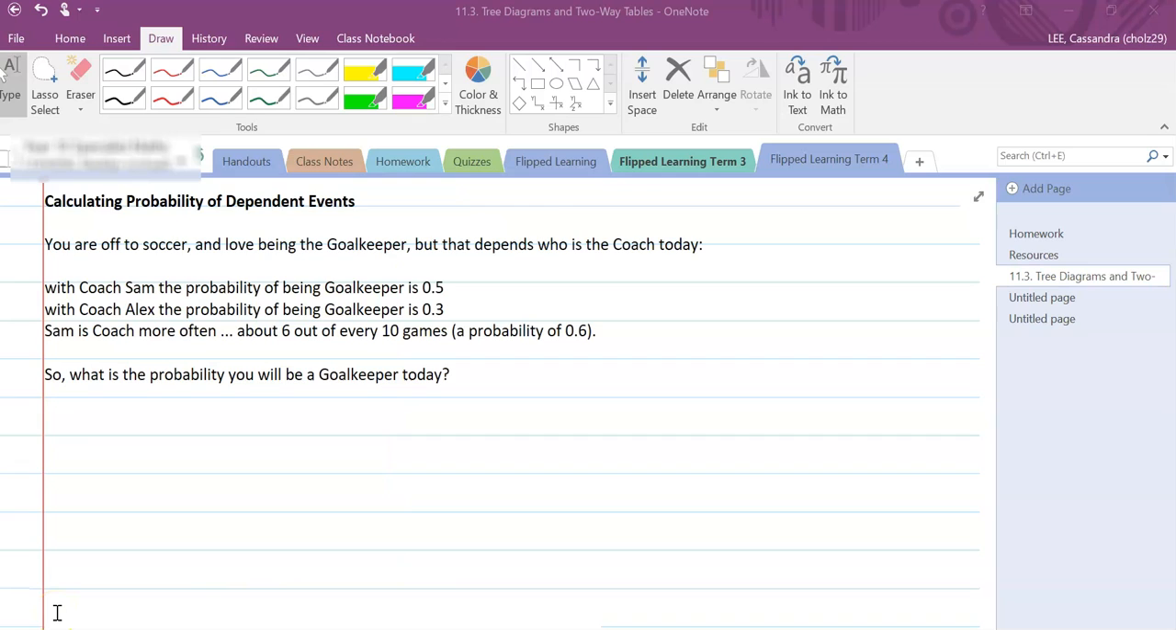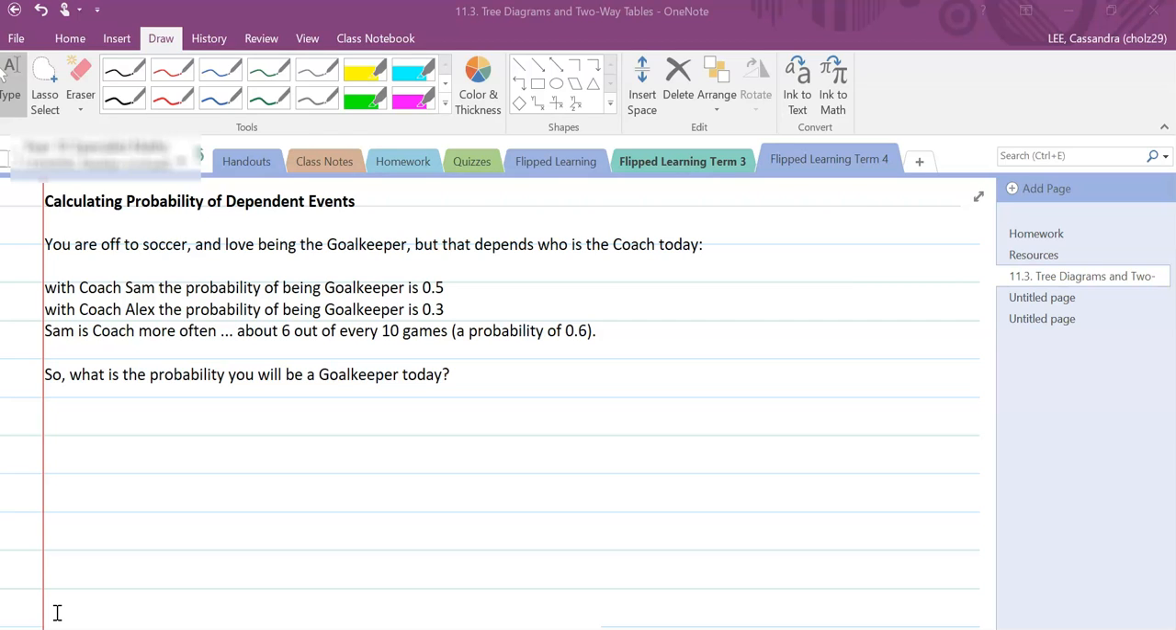Let's have a look at calculating probability of dependent events. So an event is dependent when the outcome of the previous event changes the probability of the next event. So we've got an example here. You're off to soccer and love being the goalkeeper, but that depends on who's the coach today. With Coach Sam, the probability of you being goalkeeper is 0.5 or 50%. With Coach Alex, the probability is only 0.3 or 30%. Sam is coach more often, about 6 out of every 10 games. So what's the probability that you will be a goalkeeper today?